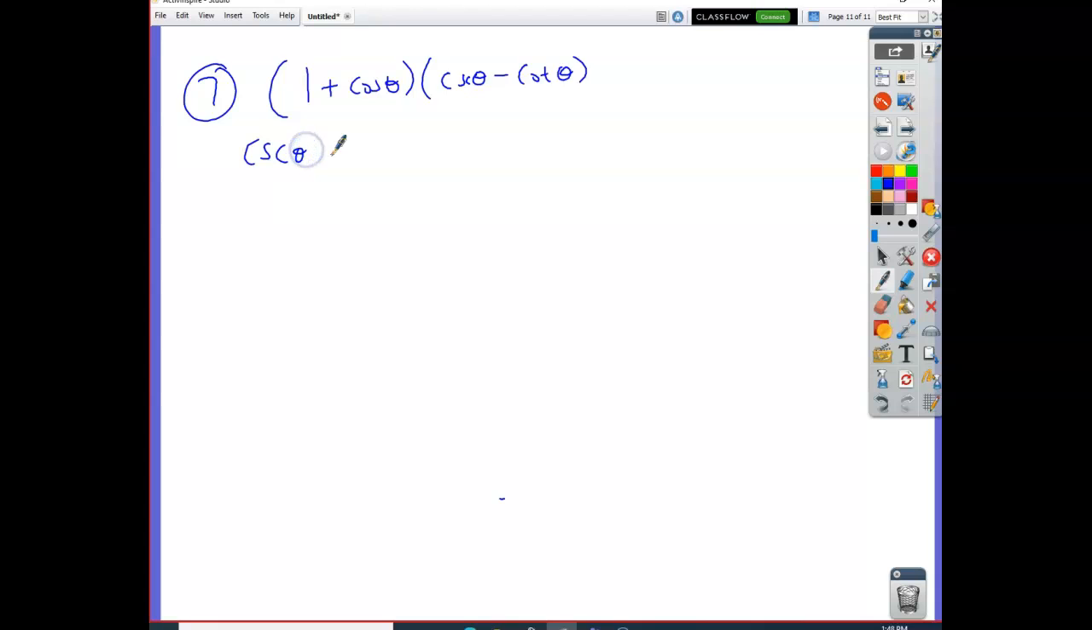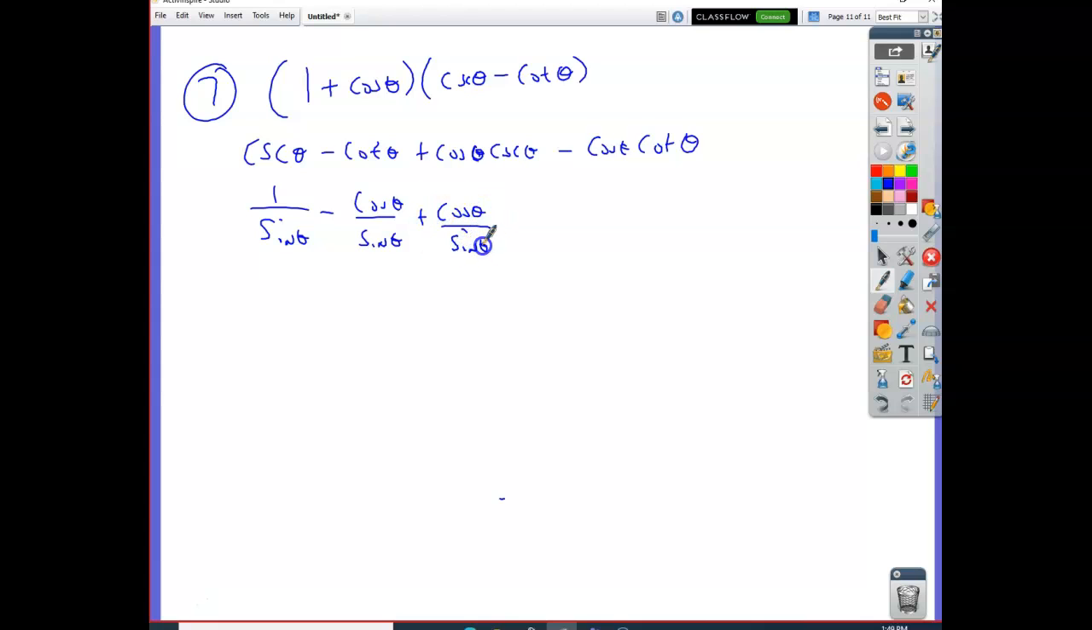Cosecant theta minus cotangent theta plus cosine theta times cosecant theta. Wait, what? First, outers. Oh, you did outers. Okay, inners. Okay, maybe I'm wrong. Then inners, cosine theta, cosecant theta. Yeah, and then minus cosine theta cotangent theta. Okay, I'm with you. And then I converted that to sine and cosine. 1 over sine theta, minus cosine theta over sine theta plus cosine theta over sine theta. And then minus cosine squared theta over sine theta.